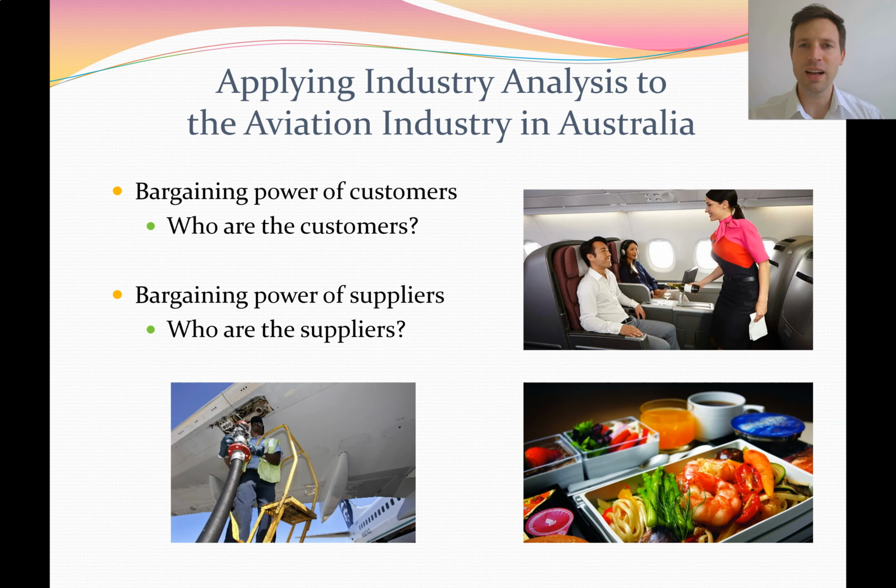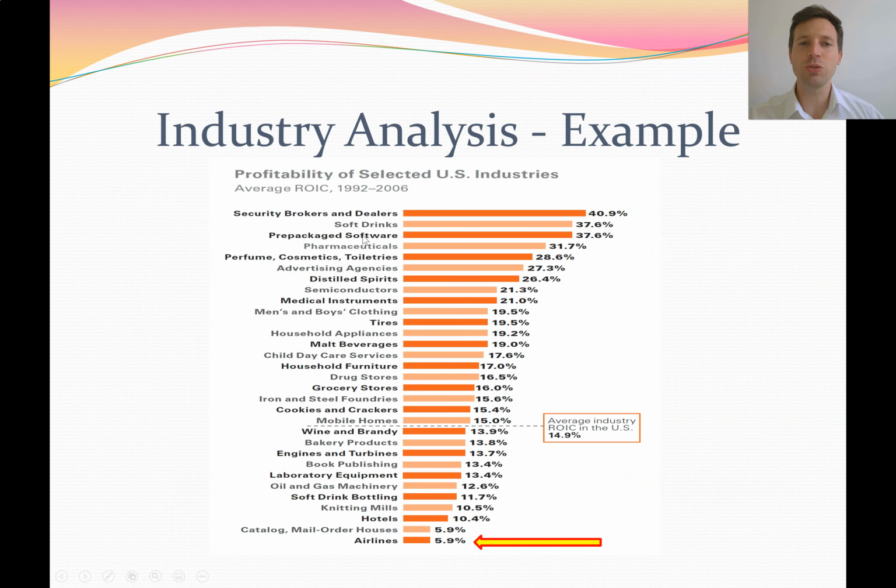So this was a very quick analysis, but if we look at the actual data, we can see airlines on average are the least profitable industry in the US. They have an average return on invested capital of 5.9% from 1992 to 2006. It's an incredibly competitive industry. It's very hard to have a high level of profit in the industry because your suppliers have so much power. There's high levels of competition. There are the threats of substitute products in domestic markets. So the airline industry is not very profitable historically.